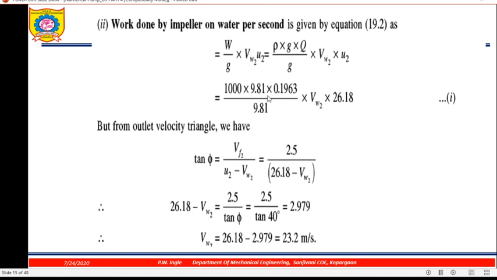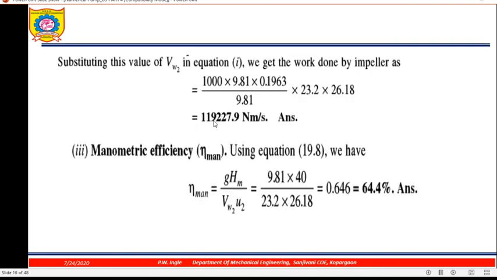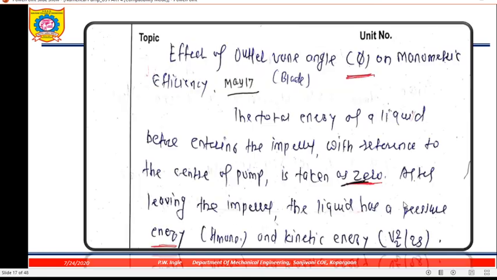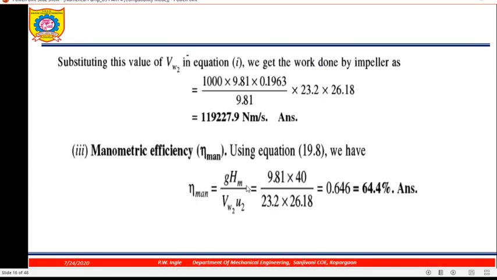So you are getting the equation like this. From the outlet velocity triangle, tan phi is Vf2 upon U2 minus Vw2, so you are getting the value of Vw2. You put it over here, so you will get the answer for work done. Then the manometric efficiency is g H manometric upon Vw2 into U2, so it is 64.4%. So this completes the simple numericals on centrifugal pump. We stop here, and in the next video lecture also we will solve some more numericals on centrifugal pump. Thank you.